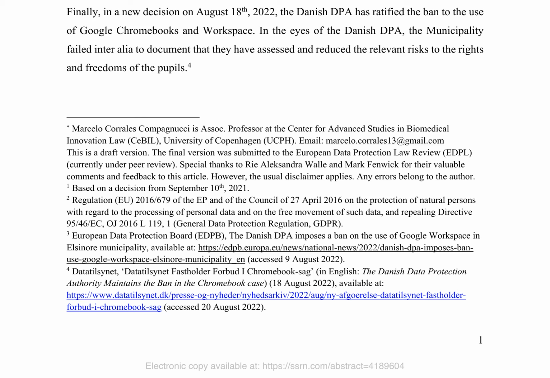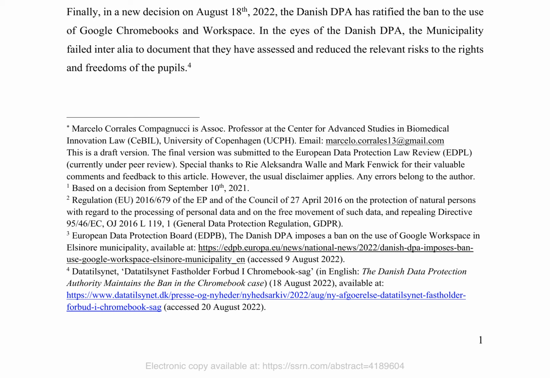In the context of the GDPR, the Danish DPA's decision is noteworthy for its emphasis on the responsibility of data controllers to evaluate and mitigate the risks associated with data processing. The decision underscores the importance of data protection by design and by default, as enshrined in Article 25 of the GDPR. Marcelo Corrales Compagnucci, an associate professor at the Center for Advanced Studies in Biomedical Innovation Law, CEBIL, University of Copenhagen, provides an in-depth analysis of the Danish DPA's decision and its implications for data protection in the European Union.